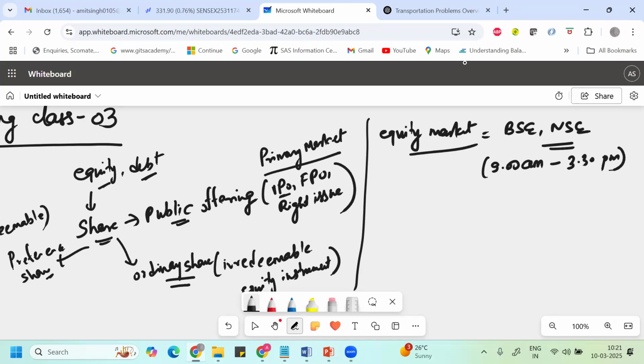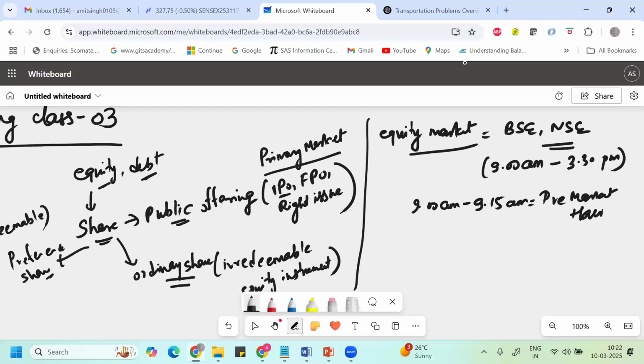Okay, from 9 o'clock to 9:15 a.m. we have something called the pre-market hour. So in the pre-market hour, basically we cannot buy and sell shares. In the pre-market hour, we can only see the orders being placed by different market participants.